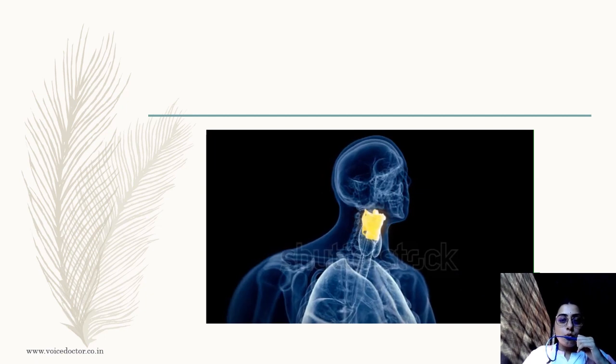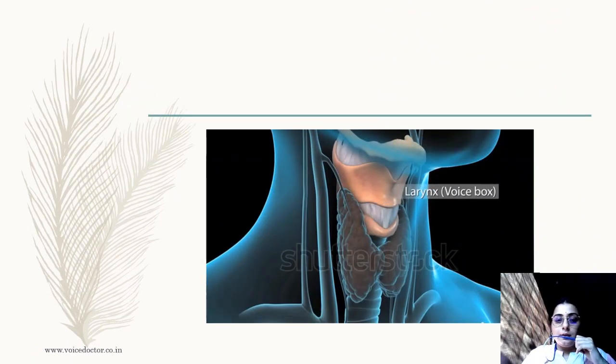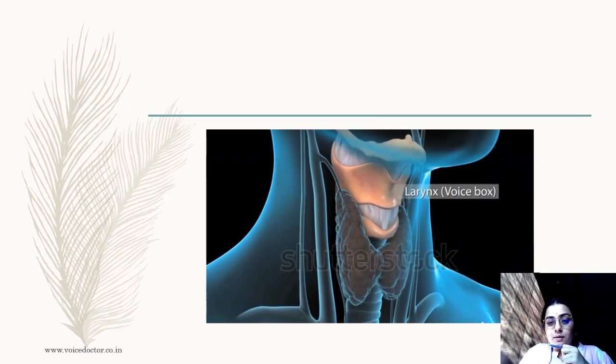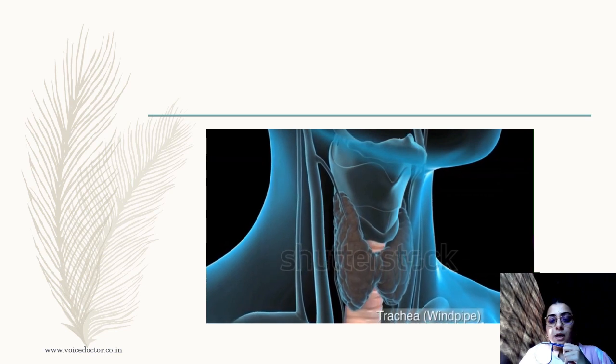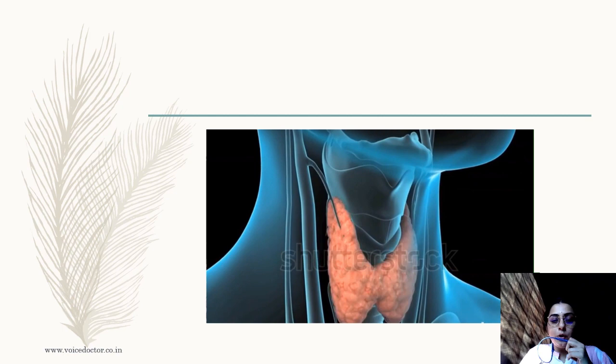So now a closer view. We can see that again the voice box is a structure located above the breathing pipe, also called the trachea or windpipe, and behind the thyroid gland. This is the thyroid gland, which is the shape of a butterfly.